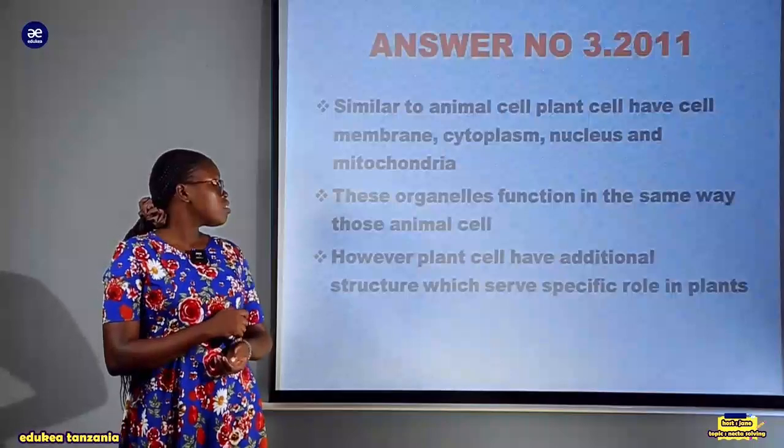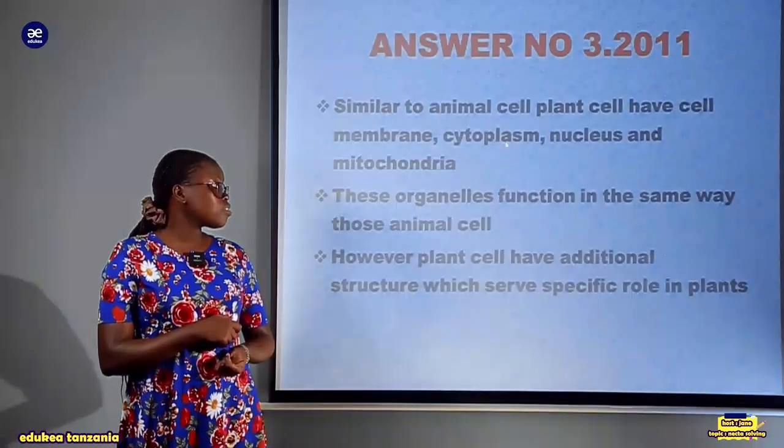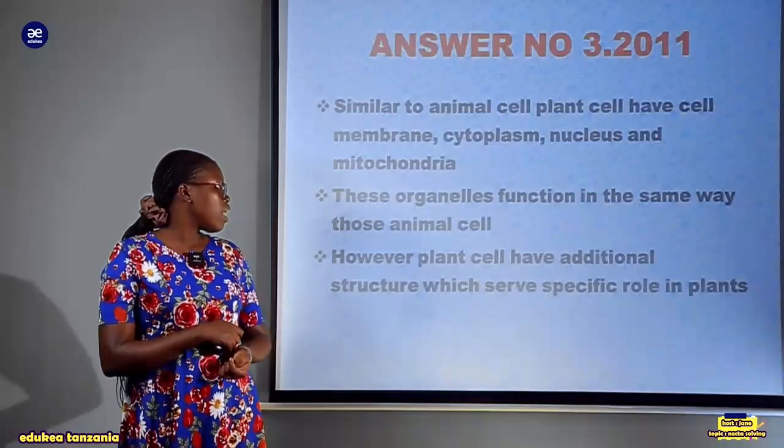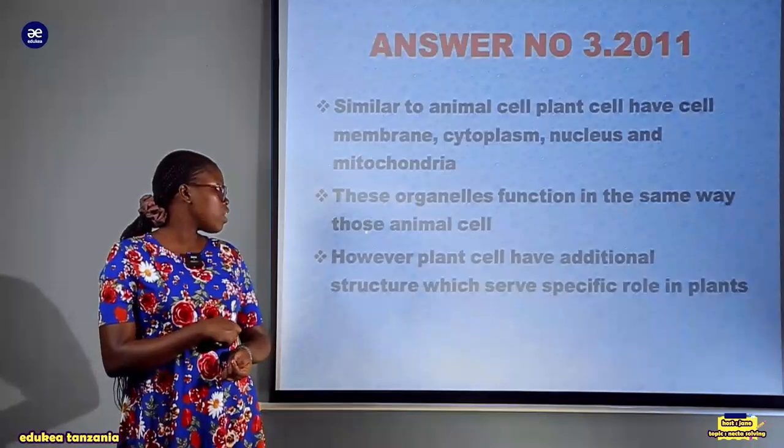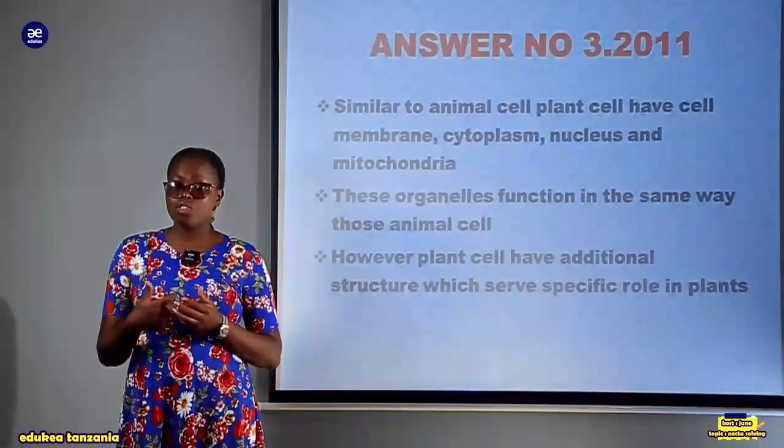So, similar to animal cells, plant cells have a cell membrane, cytoplasm, nucleus, and mitochondria. And these organelles function in the same way as those in animal cells. We have seen the function of the cytoplasm in the topic of the cell.